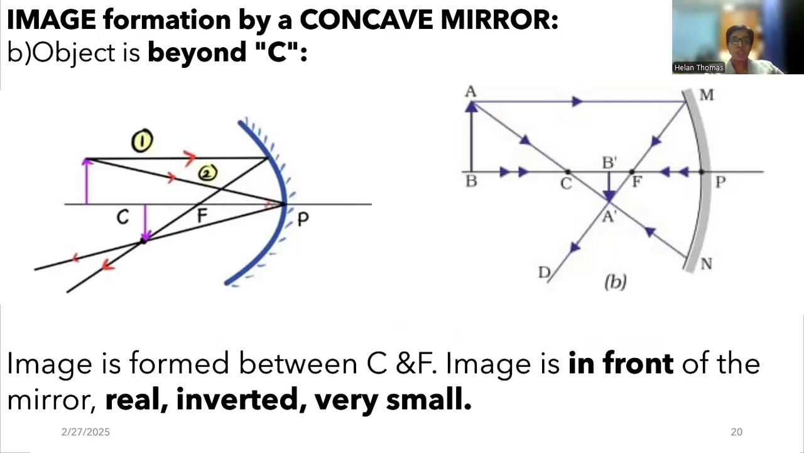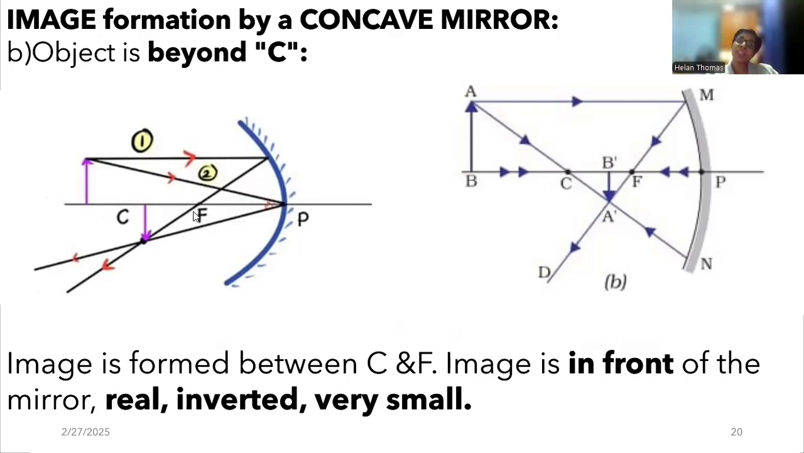When the object is beyond C, the image is formed in between C and F, in front of the mirror. It's real, inverted and very small. Okay, remember like this. Whenever the object is beyond C, the image is always small, and the image is always in between C and P. Beyond C, the image is always small, real, inverted.